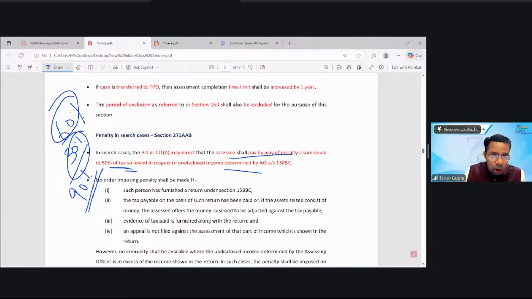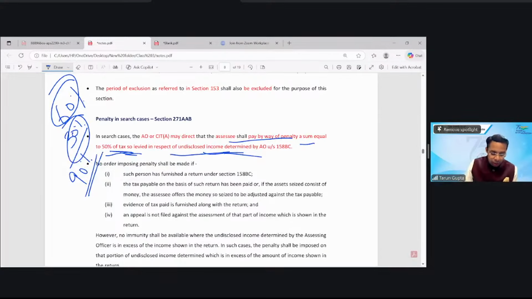So in such a case, the AO or CIT may direct that the assessee shall pay by way of penalty a sum equal to 50% of the tax so levied in respect of undisclosed income. Now see, no order imposing penalty shall be made if such person furnished the return and the tax payable on the basis of such return has been paid, that is, the tax on the income which you have disclosed in the return. Or, if the assets seized consist of money, the assessee offers the money so seized to be adjusted against the tax. If there was money seized during the course of search, the assessee says, you already have the money, adjust it against my tax liability. So it's equivalent.